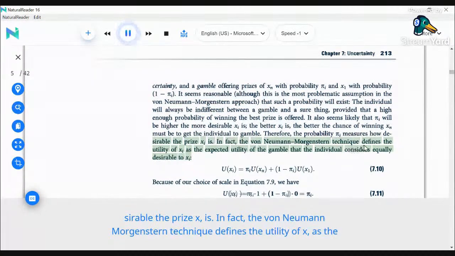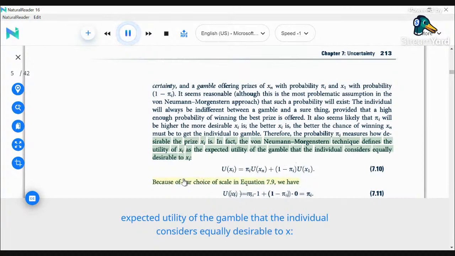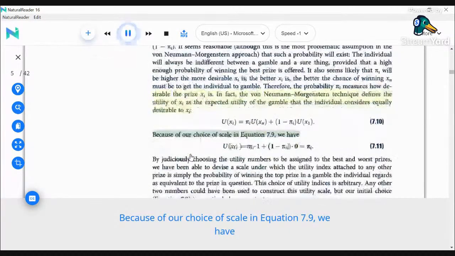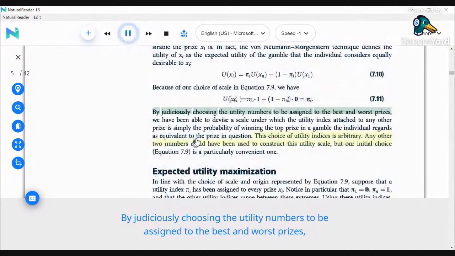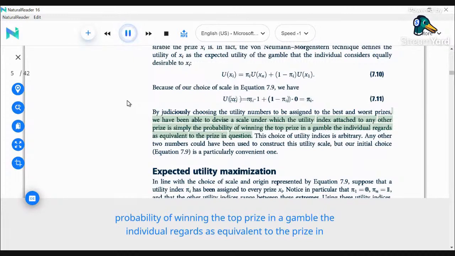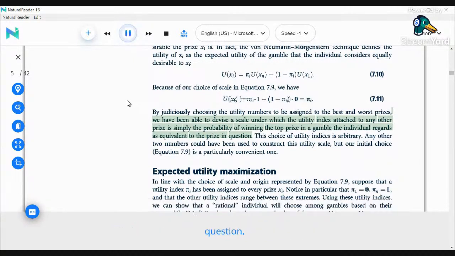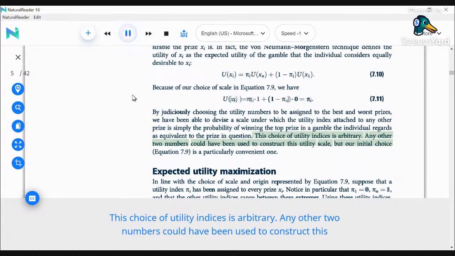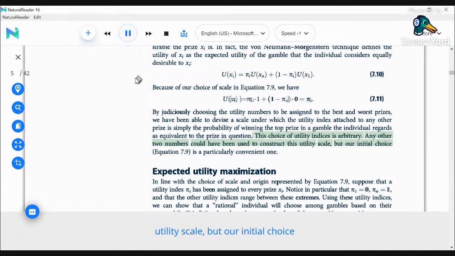In fact, the von Neumann-Morgenstern technique defines the utility of xi as the expected utility of the gamble that the individual considers equally desirable to xi. Because of our choice of scale in equation 7.9, by judiciously choosing the utility numbers to be assigned to the best and worst prizes, we have been able to devise a scale under which the utility index attached to any other prize is simply the probability of winning the top prize in a gamble the individual regards as equivalent to the prize in question. This choice of utility indices is arbitrary. Any other two numbers could have been used to construct this utility scale, but our initial choice, equation 7.9, is a particularly convenient one.